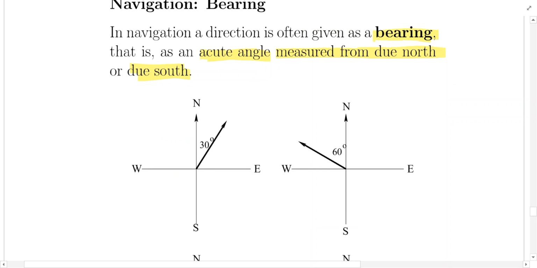If you look at this, a bearing of 30 degrees is north 30 degrees east. It's the angle measured from due north, so it's this angle that it makes with the north axis, or whatever we want to call it. This 60 degrees angle right here is north 60 degrees west. So you see north comes first.